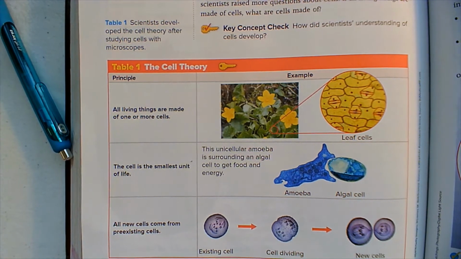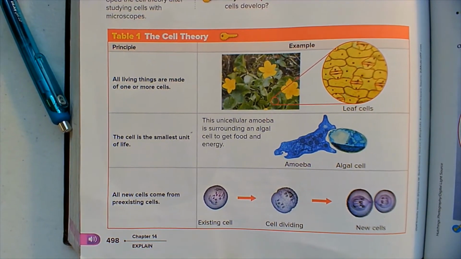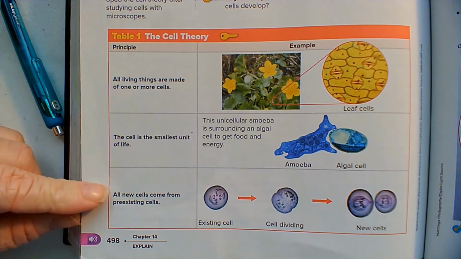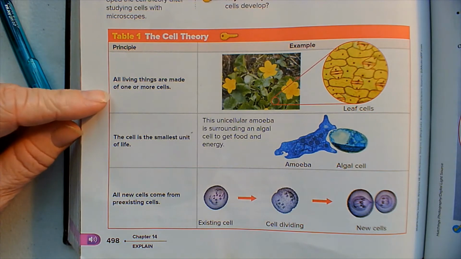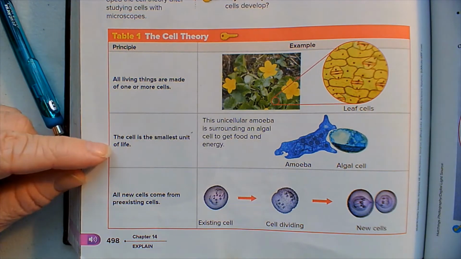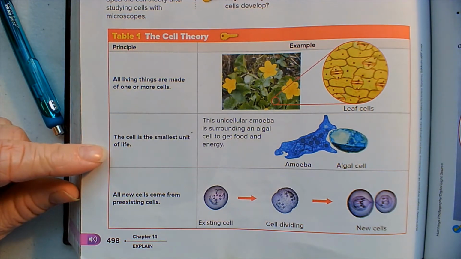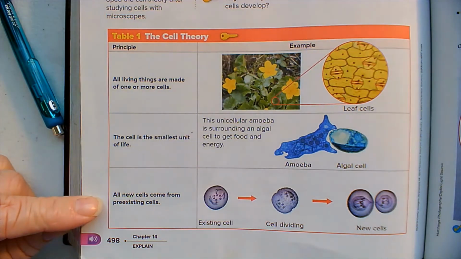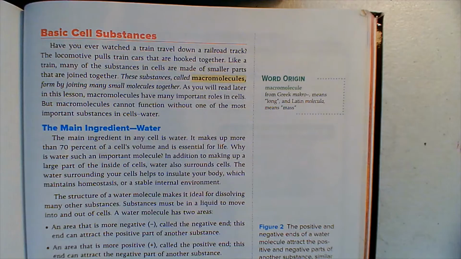All right, let's look at the Table 1 cell theory. This shows us the 3 different tenets that we talked about. So all living things are made of one or more cells. The cell is the smallest unit of life, and all new cells come from pre-existing cells.